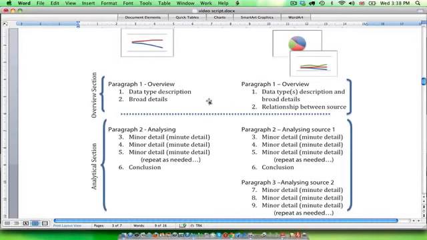Okay, in the analytical section for your single data source structure, you will have a paragraph that describes the minor and minute details. Now, we do not describe all of the minor details first and then all of the minute details. We have to balance them as we describe the graph. So we would typically share a minor detail and then perhaps a minute detail to punctuate it. A minor detail and then a minute detail. And it goes on like this.